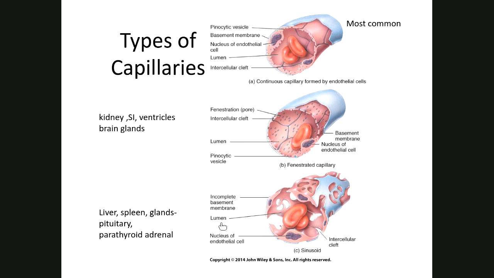And the third one is very porous. This is called the sinusoidal. They have really wide and more tortuous capillaries whose walls contain large pores and intercellular clefts. We often see these in organs such as the liver and the spleen.